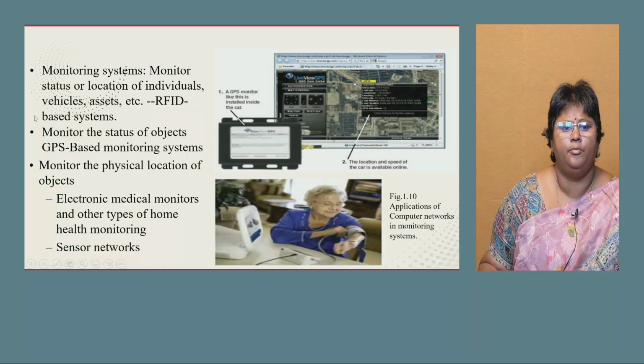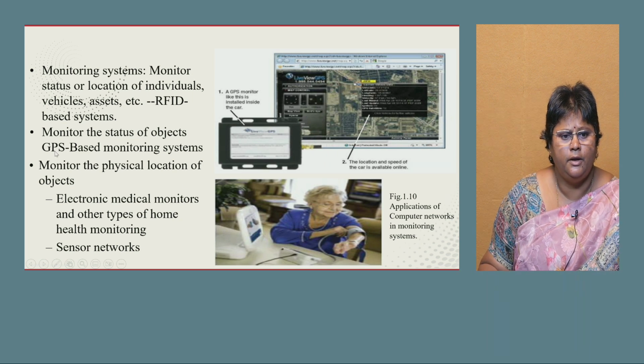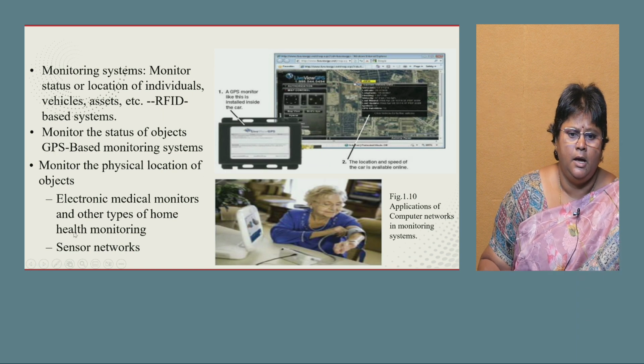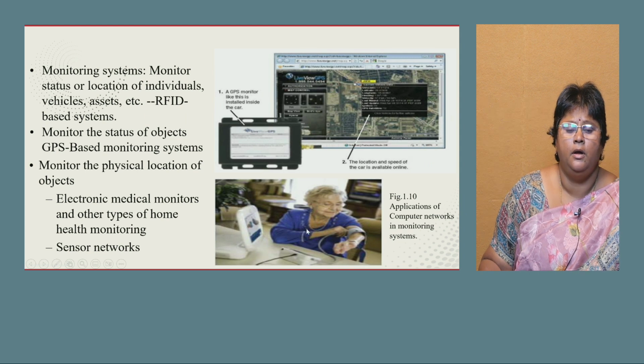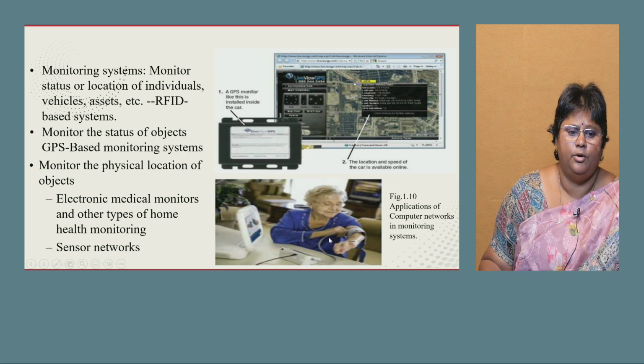Another use of computer networks is that we can monitor systems by using RFID. And also we can monitor the status of objects by using GPS based monitoring systems. Also, for people in urban and rural areas, it will be helpful for them to contact doctors and to provide first aid in case of any emergency, and it can also be useful for health monitoring systems.